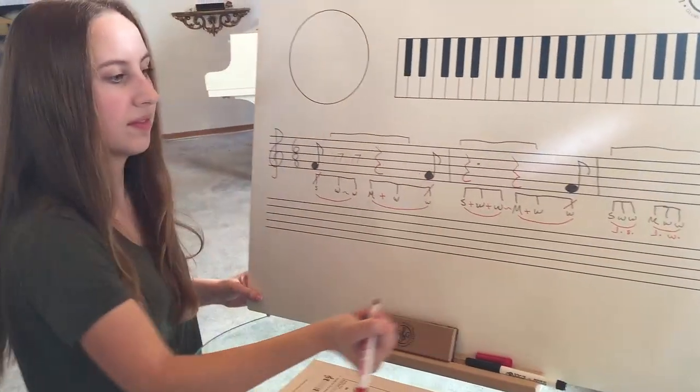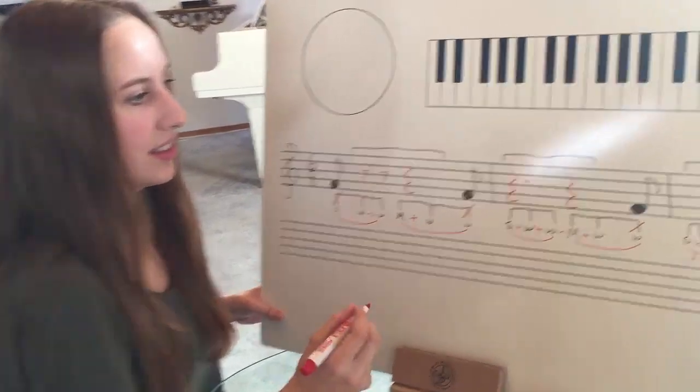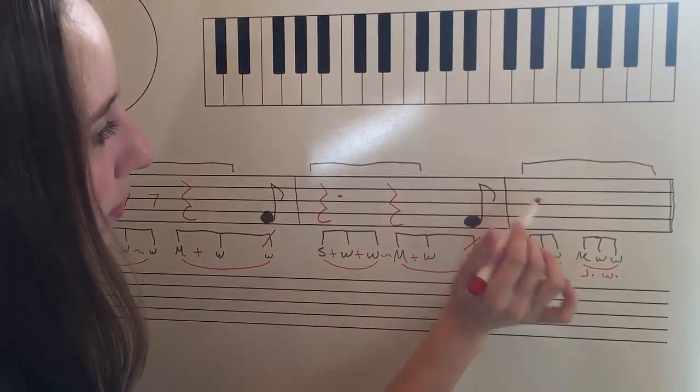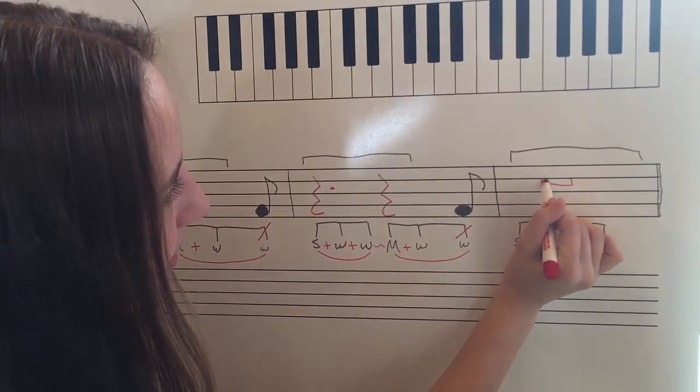Okay, and what kind of a rest is going to fill the whole measure? A whole rest. And he always hangs from? From the 4th line. 4th line, falls into space 3.